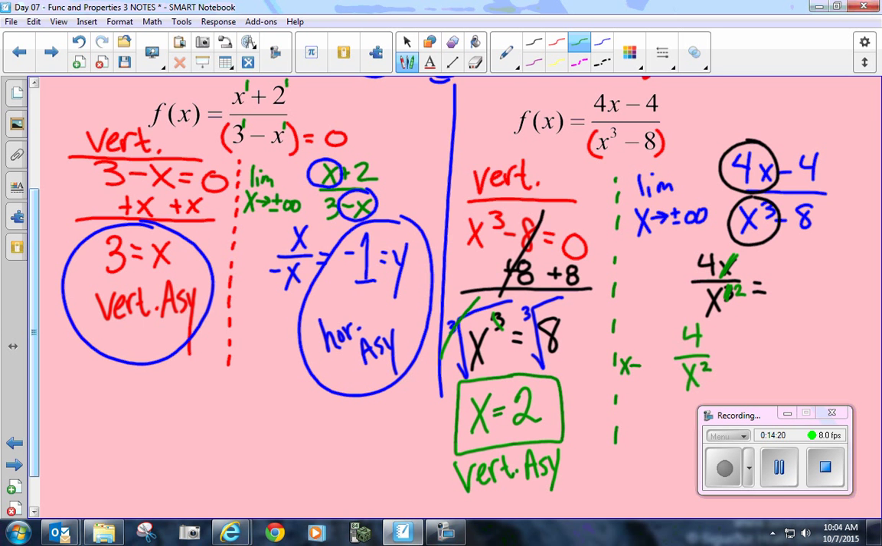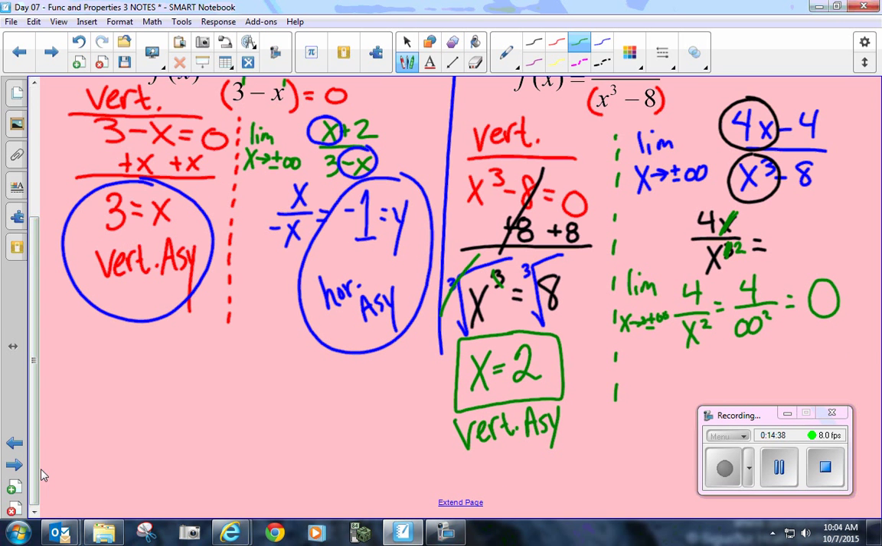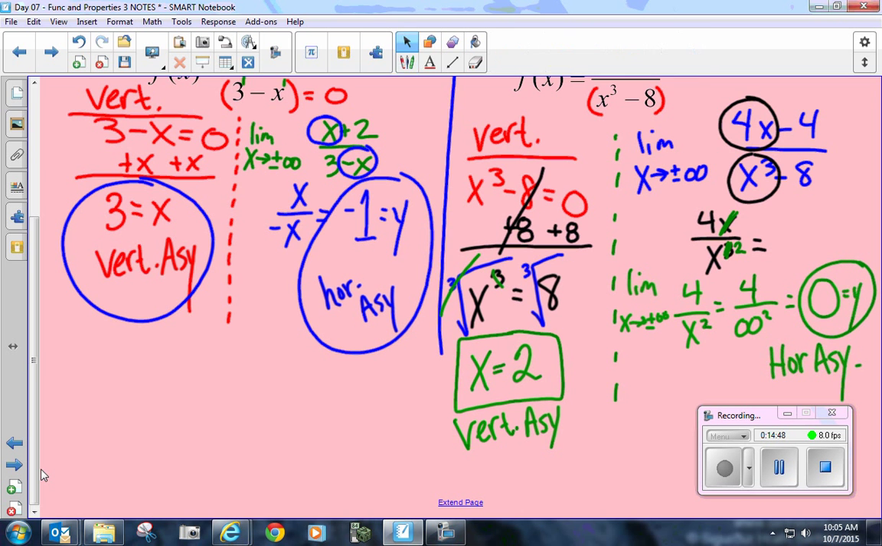Now, we can plug in positive or negative infinity there. Sorry for my small writing. That is 4 over infinity squared. Well, infinity squared is still infinity. So what does that approach? 0. Bam. That is my horizontal asymptote at y equals 0.